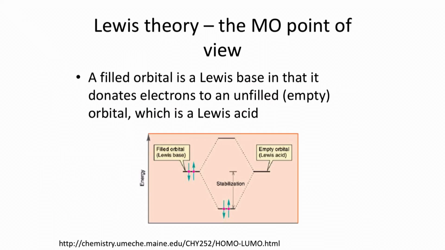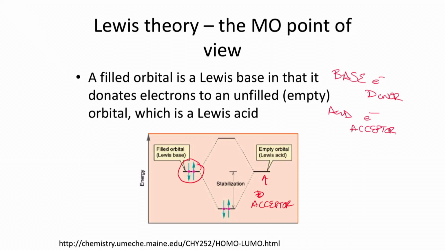Now let me give you a little bit of a flavor for Lewis acids and bases. Remember we said the Lewis base is an electron donor, and a Lewis acid is an electron acceptor. So here's what's happening. Over here I have two electrons in an orbital. They can be donated to this empty orbital. So this is going to be the acceptor, the thing that receives the electrons. This is going to be the donor, the thing that loses the electrons.